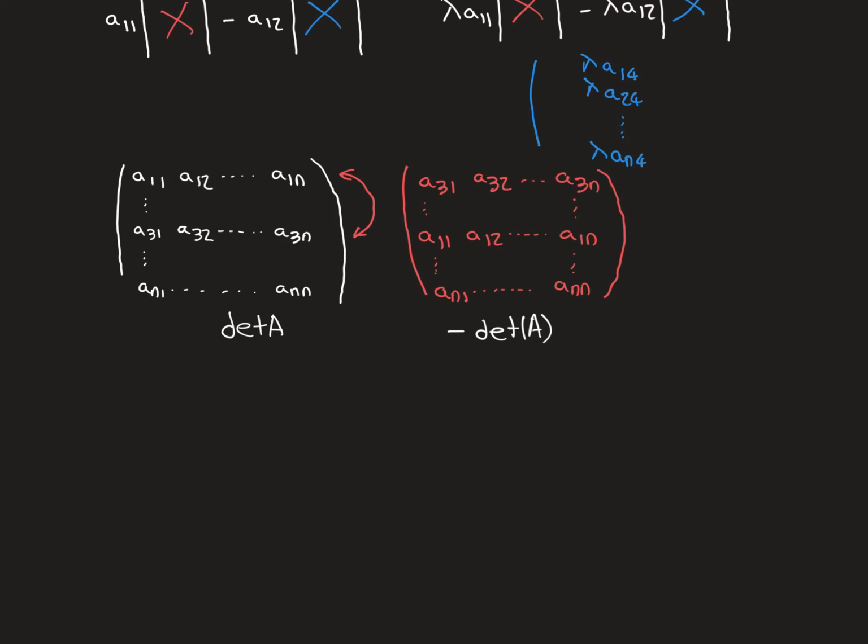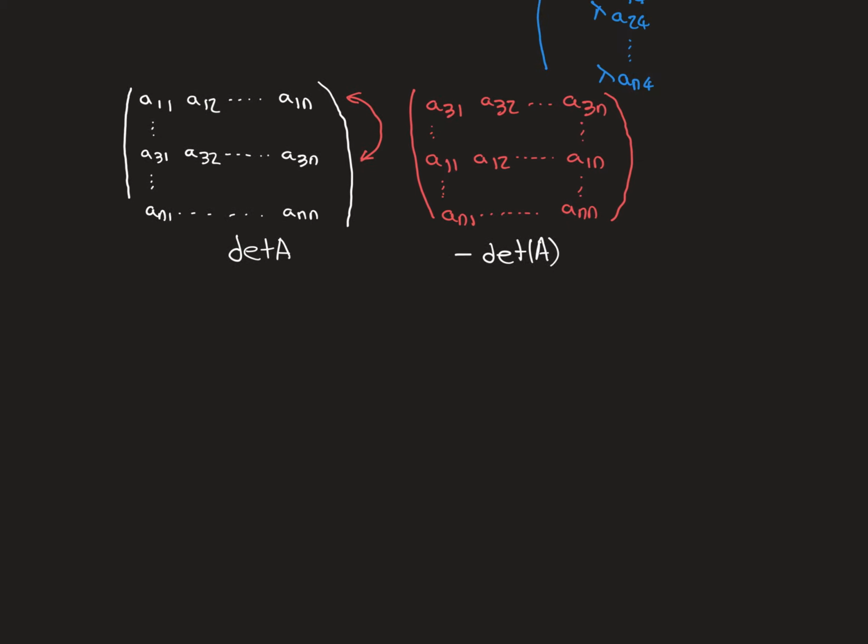So how am I going to prove this? I'm going to prove this by induction. So we're going to start with the base case. And the base case is not going to be a 1-by-1 matrix, because in a 1-by-1 matrix you don't have two rows to swap. So we have to start with a 2-by-2 matrix. So A11, A12, A21, A22. So hopefully everyone knows what the determinant of this matrix is. It's A11 times A22 minus A21 times A12.